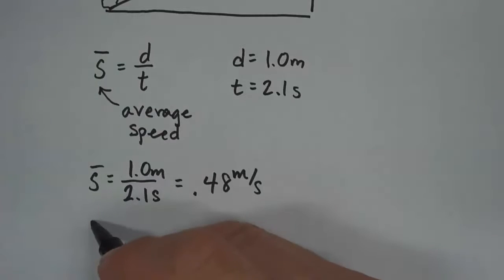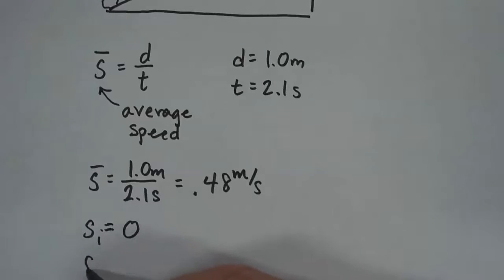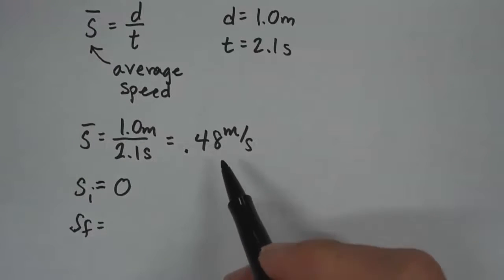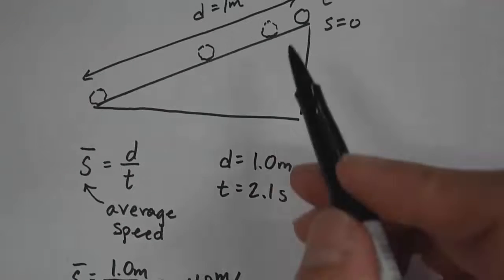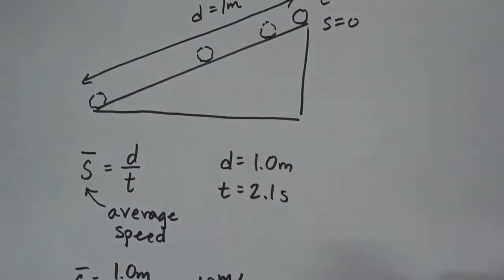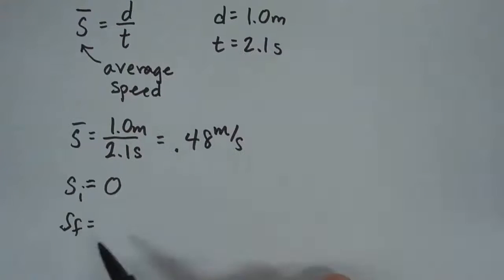The initial speed, we'll call that SI, we'll say it's 0. But now a question is, what is the final speed? Because the average speed, this 0.48, is not the final speed, right? This tells us the speed of the ball somewhere along its motion down the ramp. Okay. But it doesn't tell us the speed at the bottom. So how can we find the final speed?